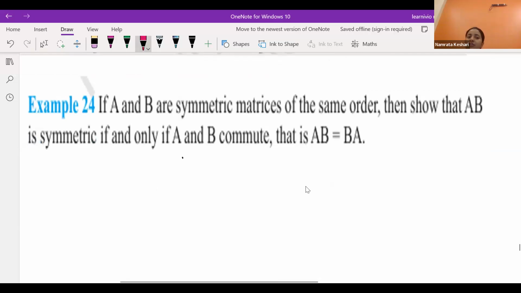Question number 24. How to do this question? If A and B are symmetric matrices, A is symmetric and B is also symmetric, having the same order, then show that AB is symmetric. We are supposed to show that AB is symmetric if and only if A and B commute. That means this.